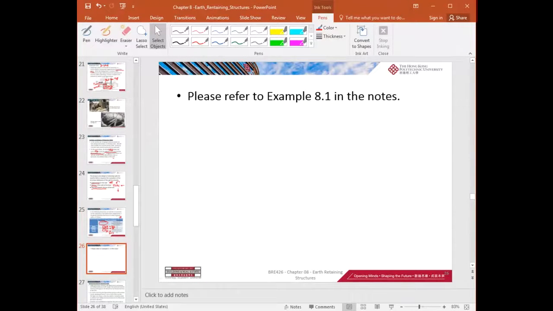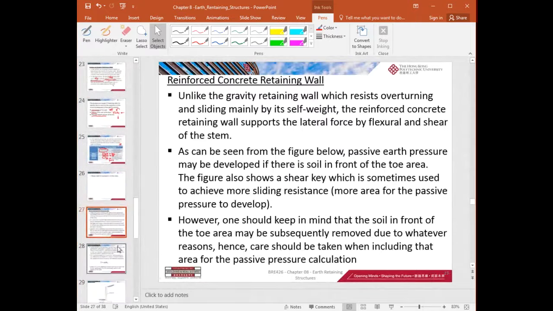Now we will come to the different example, right, of this factor of safety analysis for the retaining wall. 8.1 in your teaching notes, 8.2 and 8.3. Now for the RC retaining wall, for the massive or the gravity retaining wall, you have to check three things, right? Factor of safety against overturning, sliding, and soil bearing.